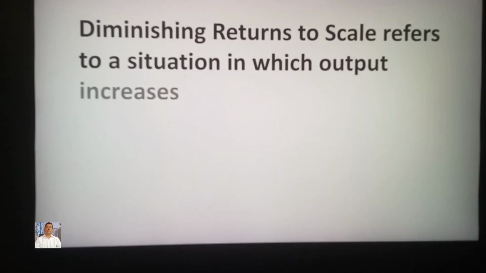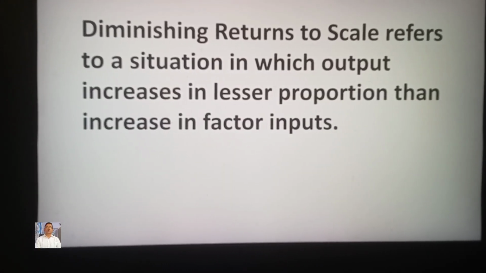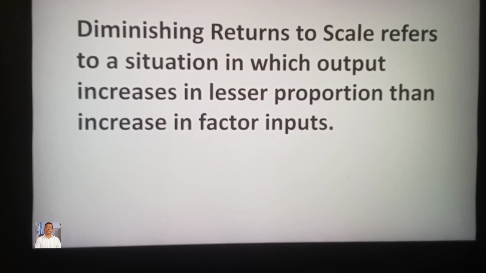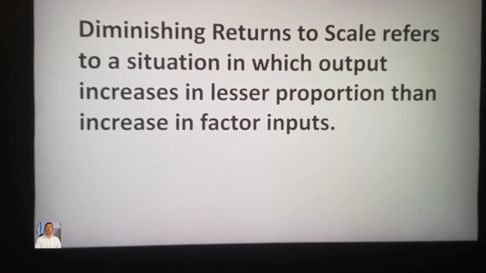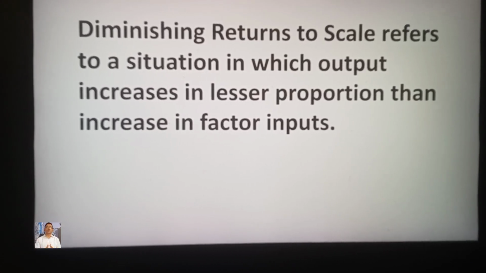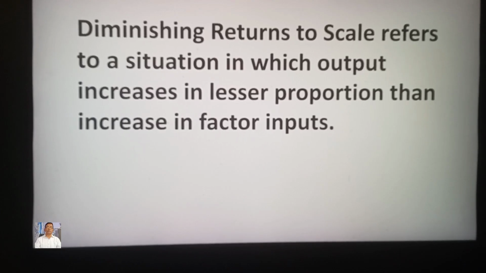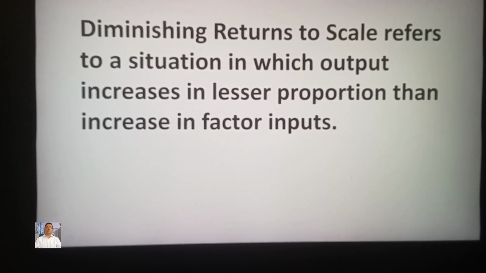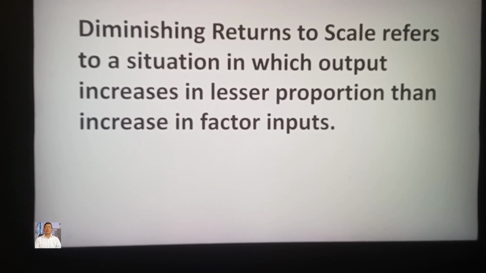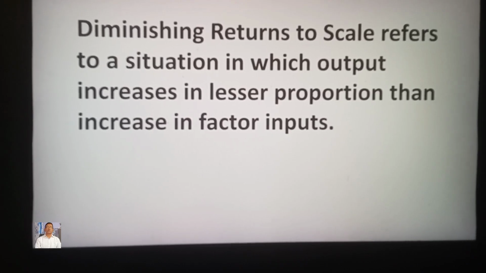Diminishing return to scale refers to a situation in which output increases in lesser proportion than increase in factor inputs. Diminishing returns to scale is due to diseconomies of scale, which arises because of marginal inefficiency. For example, when capital and labor are doubled, but the output generated is less than double, the return to scale would be termed as diminishing return to scale.